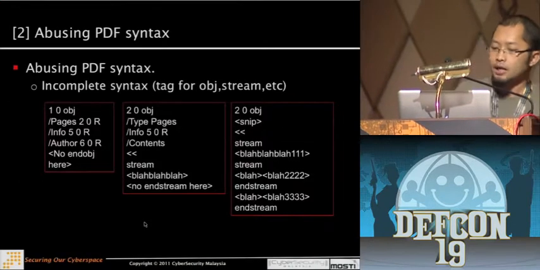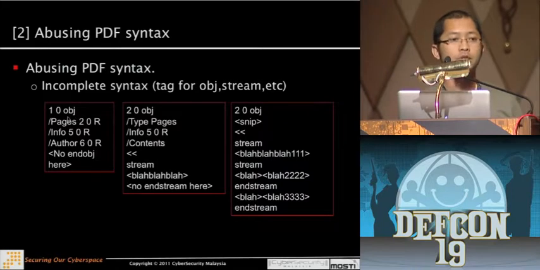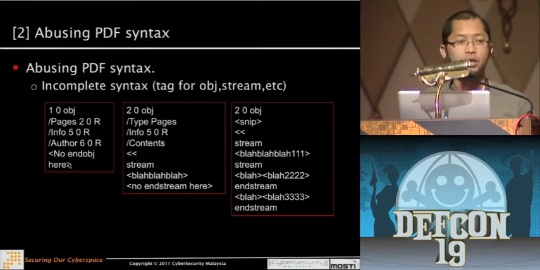Okay. Another thing is, like I mentioned earlier, you can abuse incomplete syntax. For example, object streams. This is object 1, we start with 1 0 obj, so you're expecting it to end with endobj. But if you don't have an endobj, that's no problem. A PDF application will just load it fine. But if you build your own parser, you need to know where to stop.